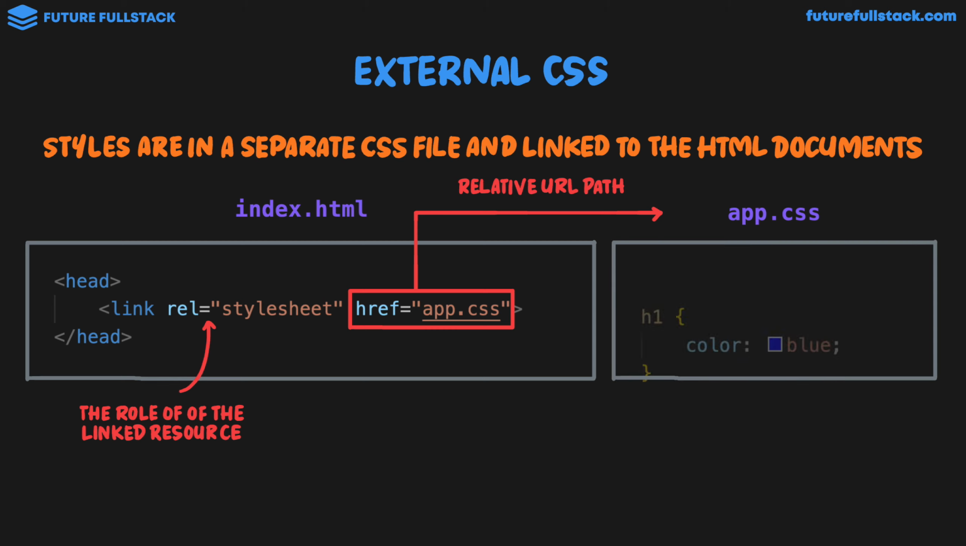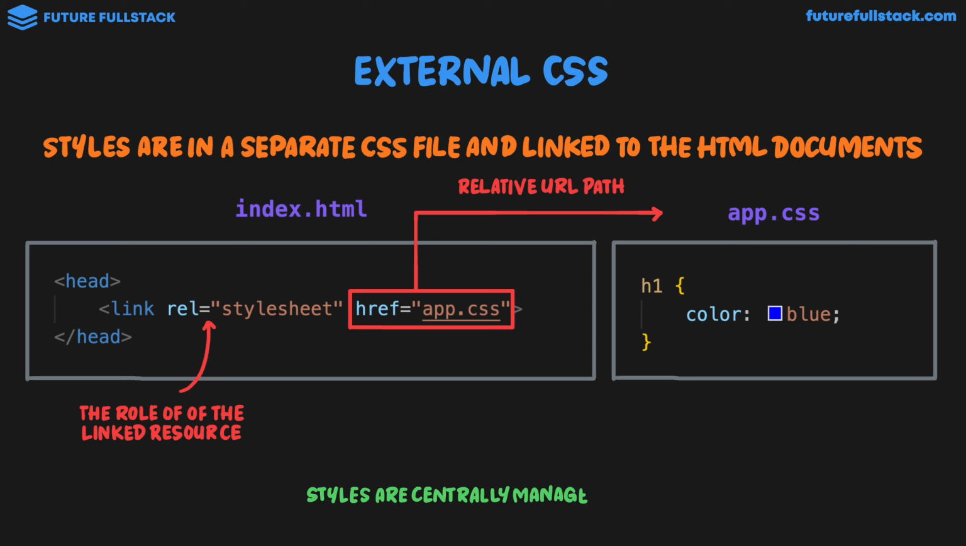In this example, inside the app.css file, we are selecting the h1 element and applying the color property with the value blue. Now with external CSS, our styles are centrally managed from one file. This is good practice.